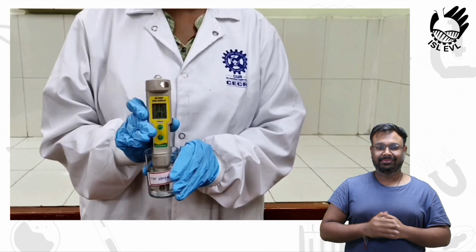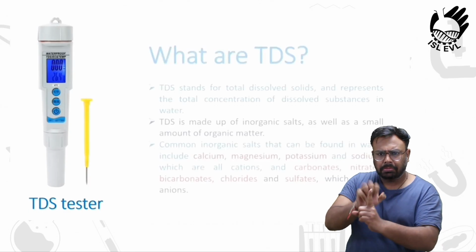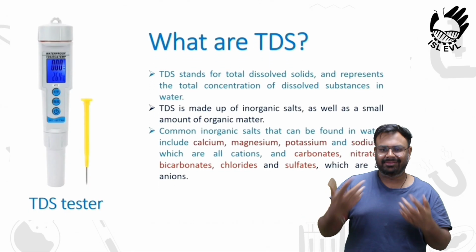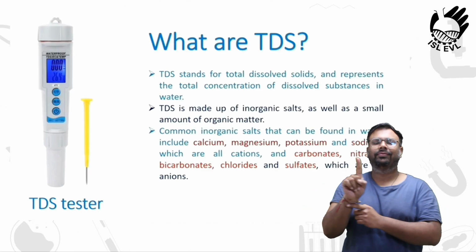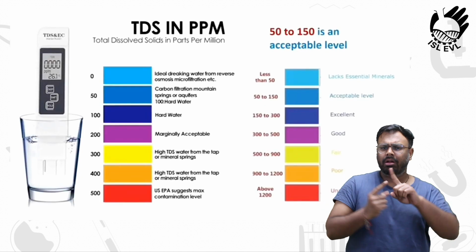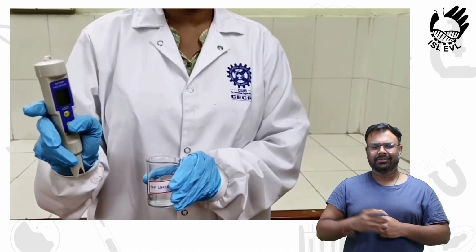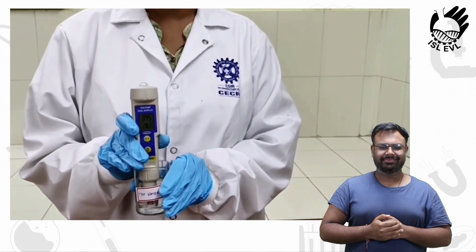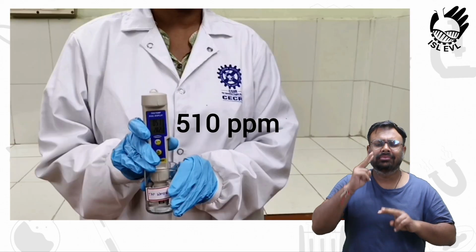Next, we will move to total dissolved solids, that is TDS. TDS refer to the total amount of dissolved inorganic and organic substances such as calcium, magnesium, potassium, and sodium in the water. The acceptable TDS range for drinking water is 50 to 150 ppm. Using a TDS meter, the value of the water sample reads 51 ppm, which is then multiplied by 10, giving a final value of 510 ppm, which exceeds the recommended range.